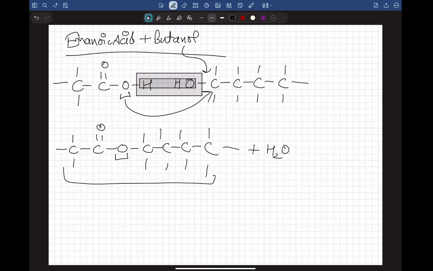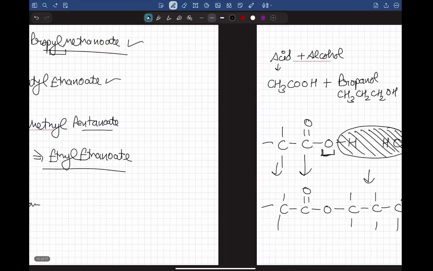Now again, how do we name this? Your alcohol will give you YL, so butyl. And ethanoic acid will give you ethanoate. This is your name of ester. I'm hoping the naming part is clear to all of you. We can revise it once again.